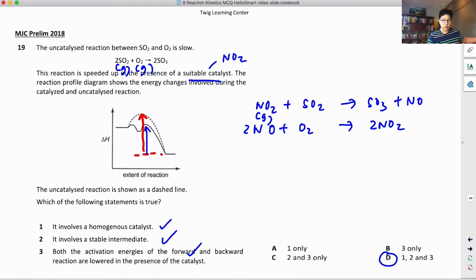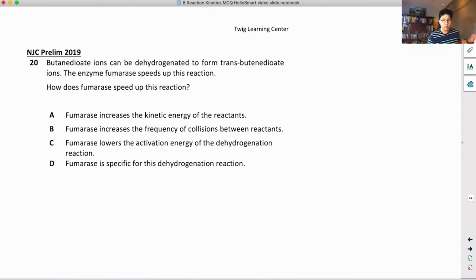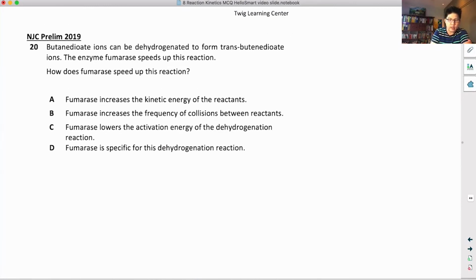Okay, let's look at the next question, question 20. Butenedioate ions can be dehydrogenated to form trans. The enzyme fumarase speeds up the reaction. So fumarase is an enzyme, and it's a catalyst. Since they say it speeds up the reaction, this must be a catalyst, isn't it?